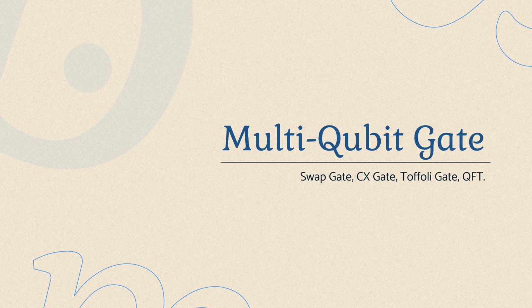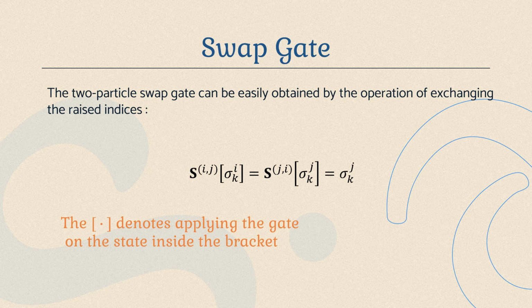Lastly, multi-qubit gates. Here we shall introduce the swap gate, the controlled-NOT gate, the Toffoli gate, and the quantum Fourier transform. The swap gate swaps the superscripts of multivectors from the respective spacetime algebra. So we swap the j with the i and the i with the j.